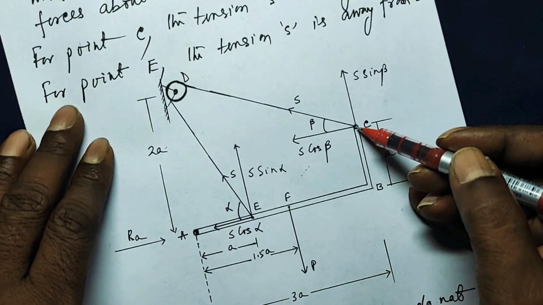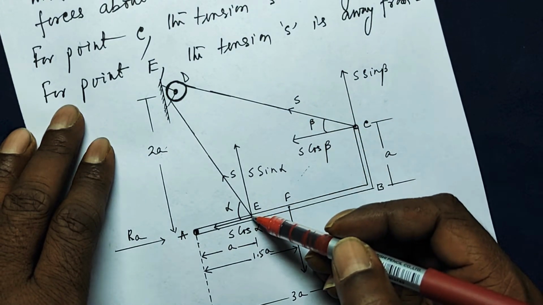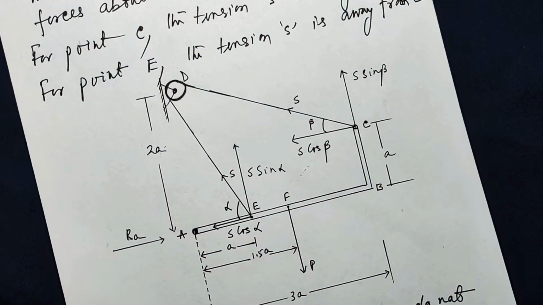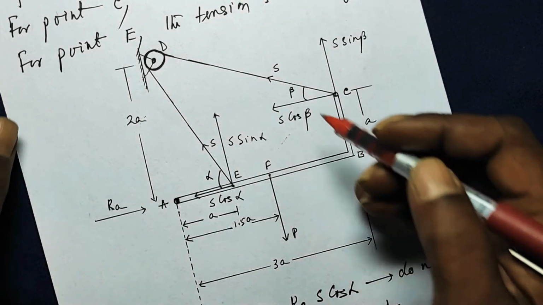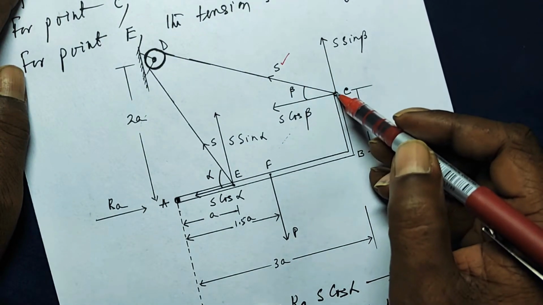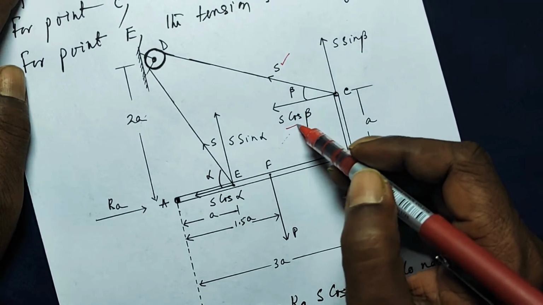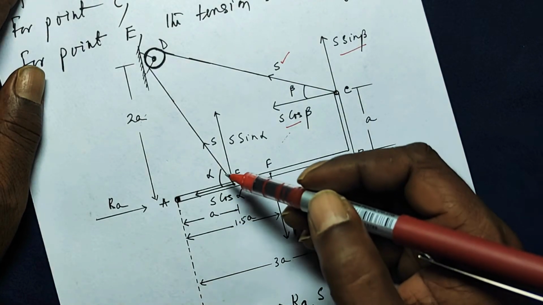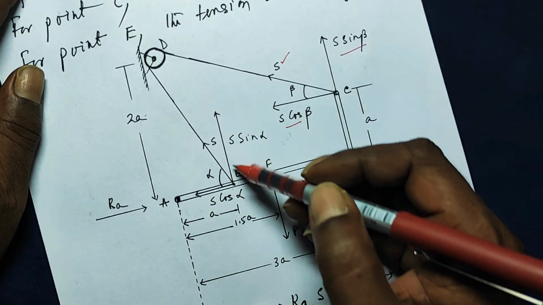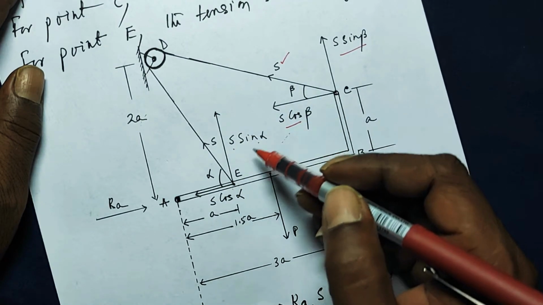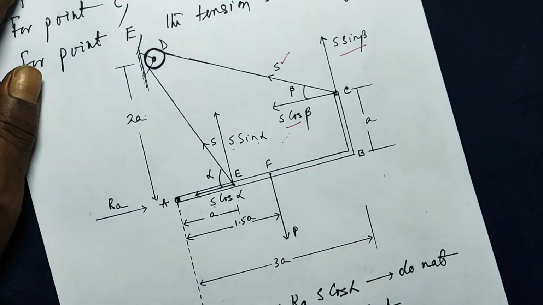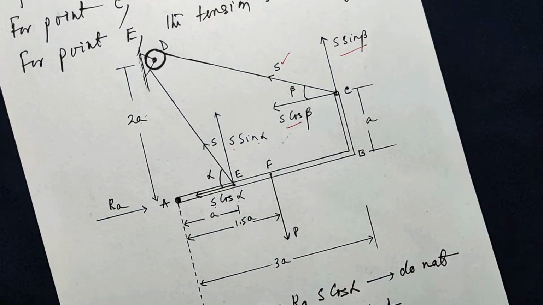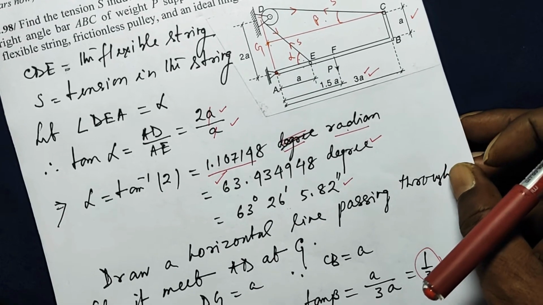Now for point C, the tension is away from C. For point E, the tension S is away from E, pointing in this direction. I just explained the different angles, alpha and beta. If you split S into horizontal and vertical components, this one will be S cos beta, this one will be S sin beta. Similarly here, this length will be S times sin alpha, this one will be S times cos alpha. Now there will be some reaction force at the point A also, where the right angled bar ABC is connected here.